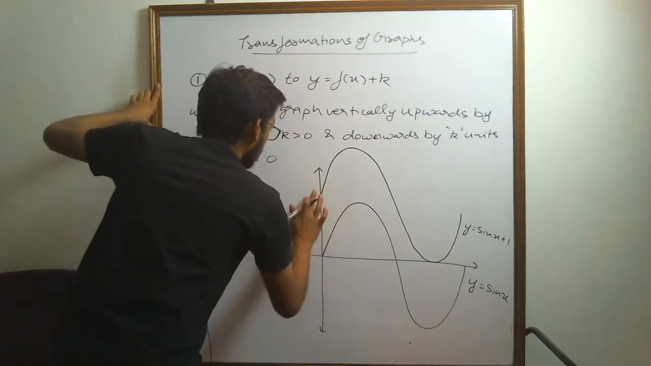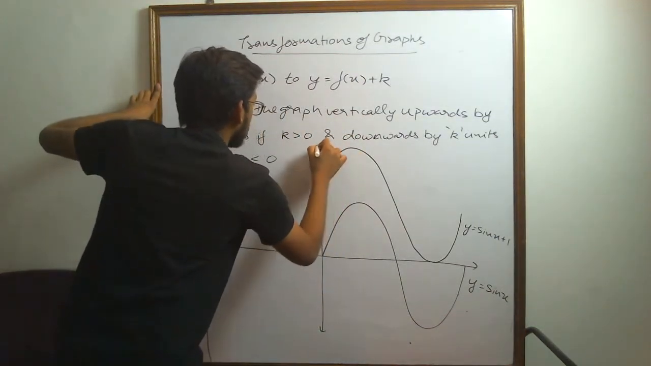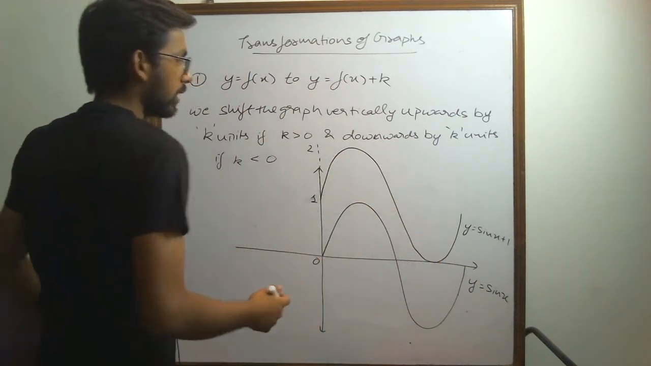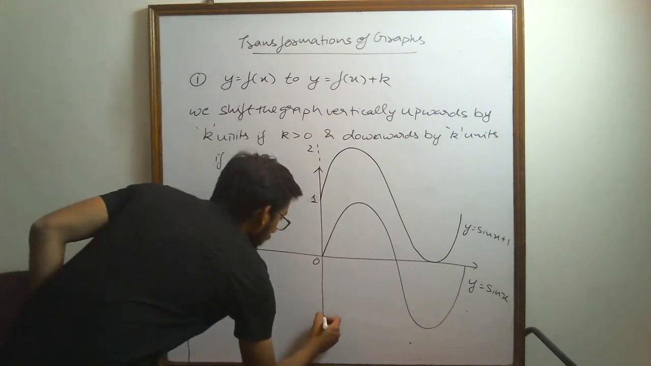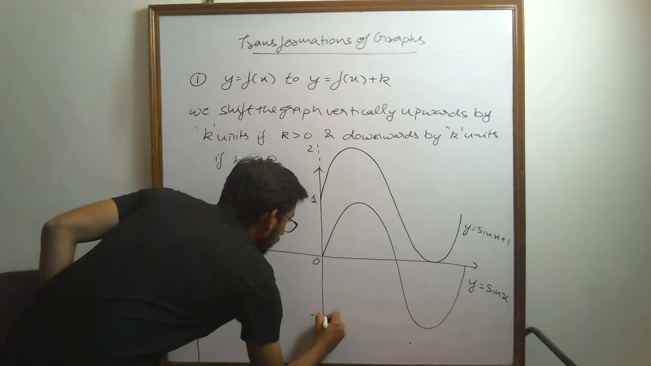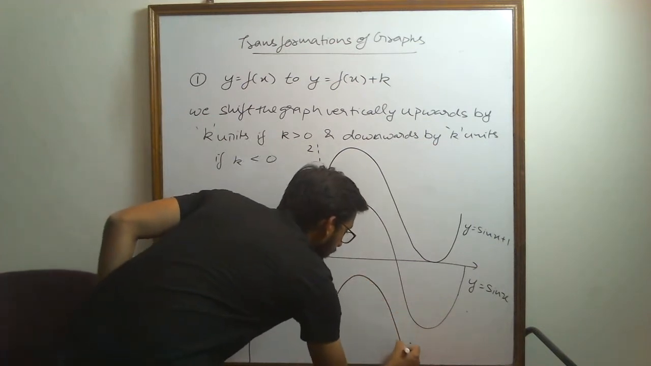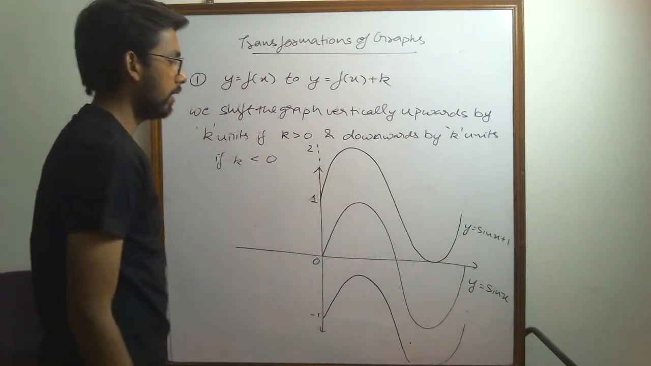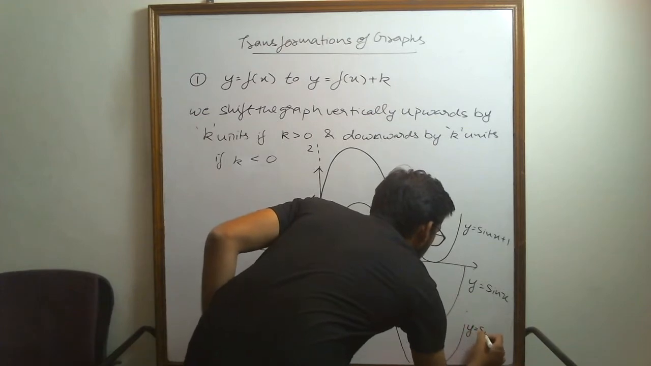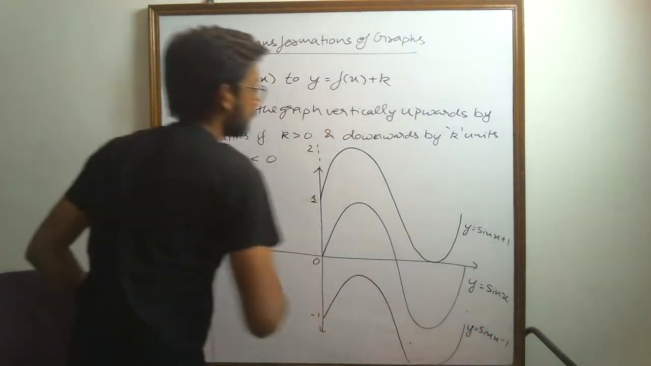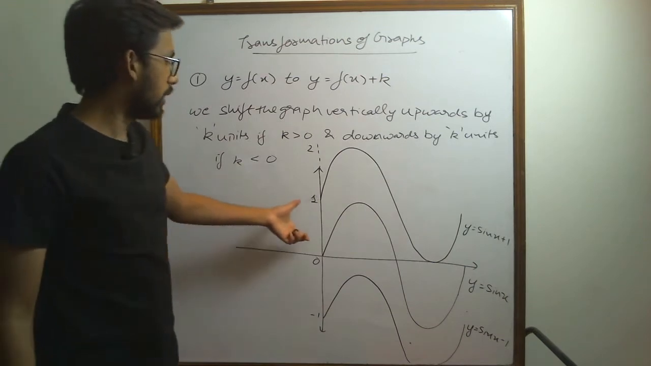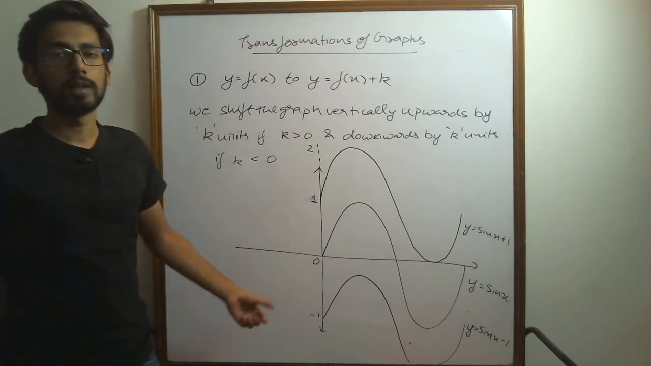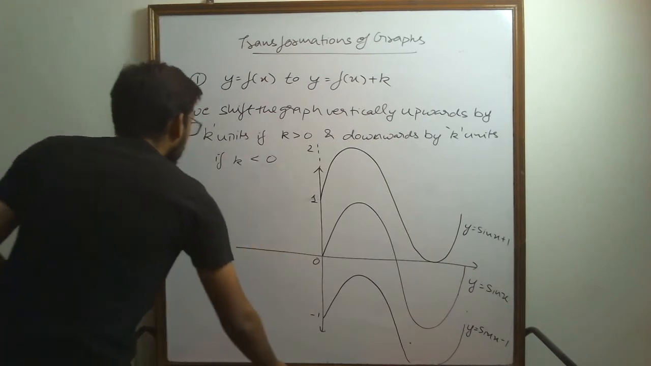This is 2, this is 1. This point will be 2 here, and this is 0. Now if I want to make the graph of y is equal to sin x minus 1, I will start from here, from minus 1, and it will be going like this down, and it will be ending here. This will be the graph of y is equal to sin x minus 1. So we see that we are basically just shifting the graph 1 unit upwards or downwards depending on the sign of the constant.